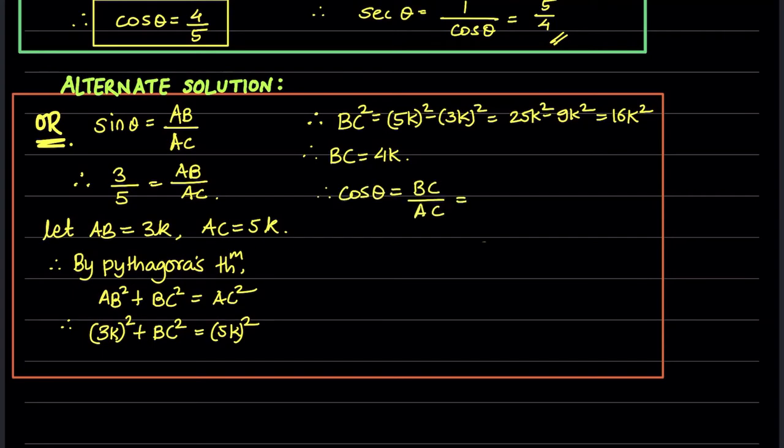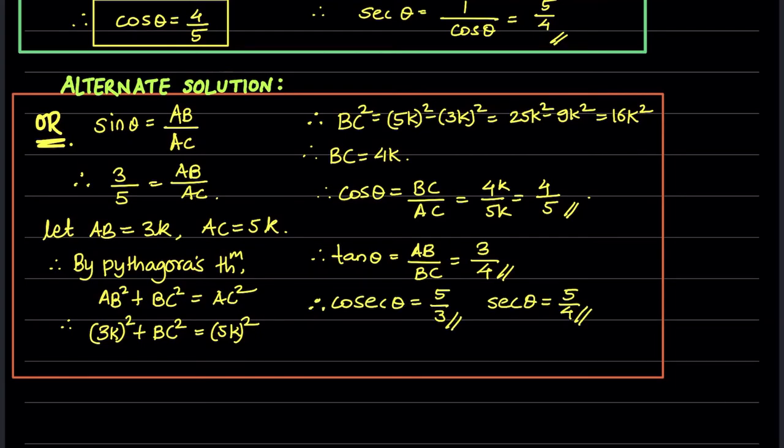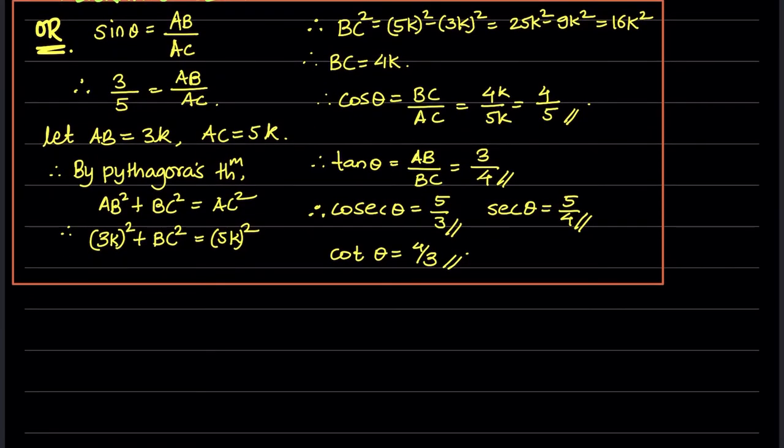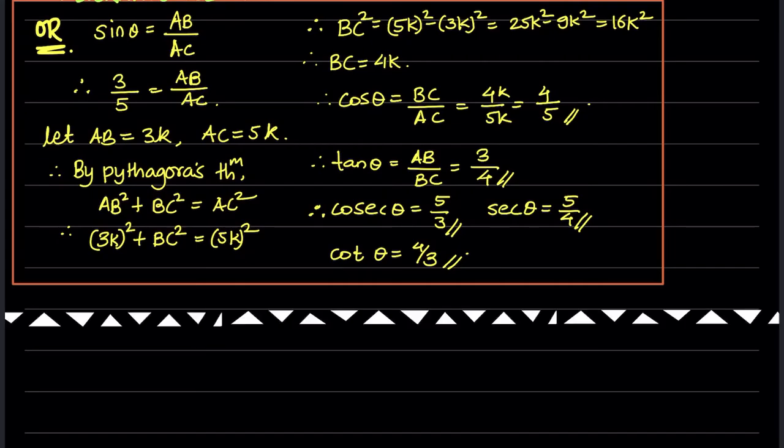So now cos theta is BC upon AC, so 4k upon 5k, which is 4 by 5. So tan theta is AB upon BC, 3 upon 4. Cosec theta will be reciprocal of sin theta, which is 5 upon 3, and sec theta is reciprocal of cos theta, like above, 5 by 4, and cot theta is 4 upon 3. So this is the alternative method. This method you have also seen in the last standard.